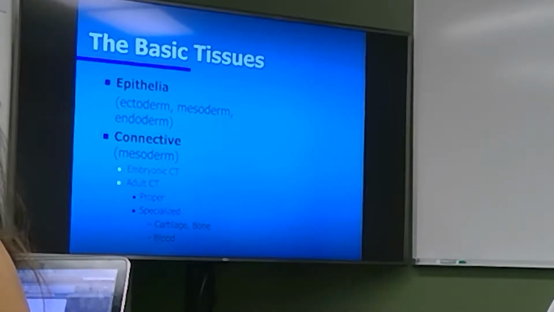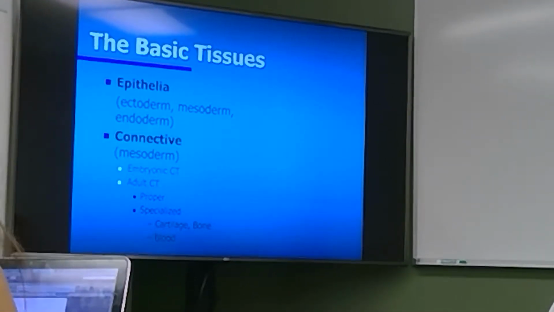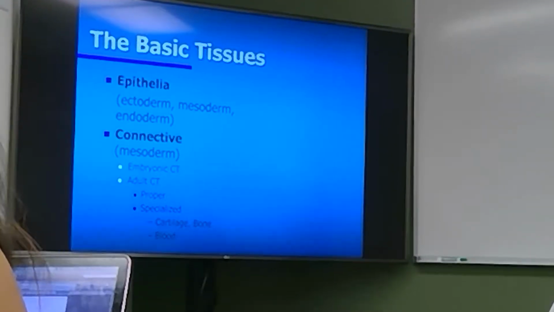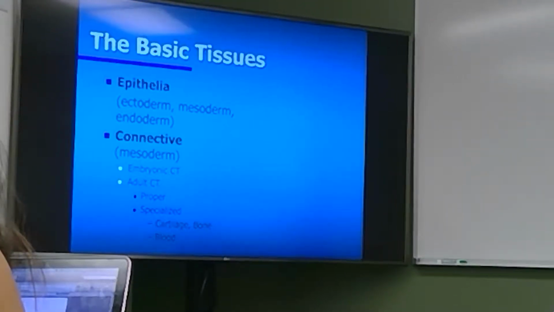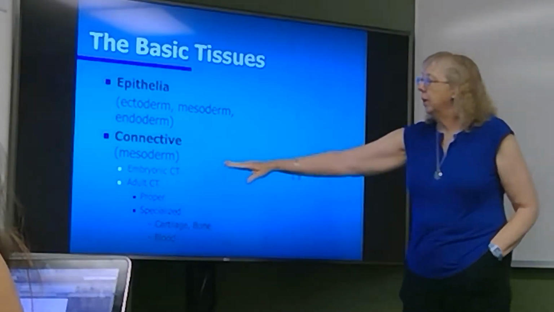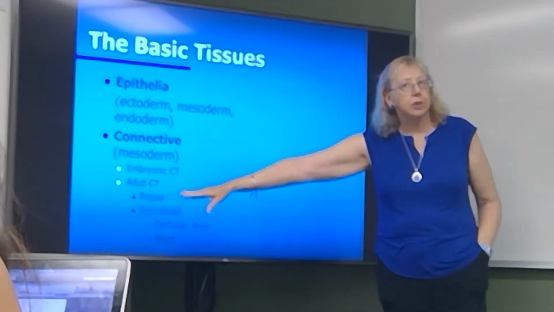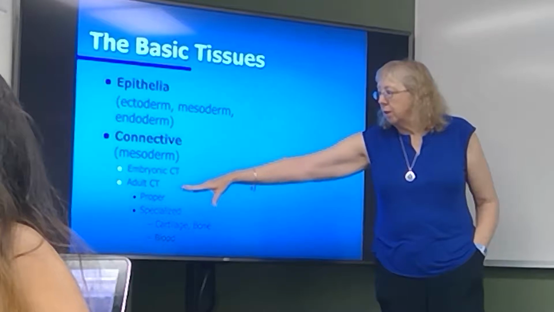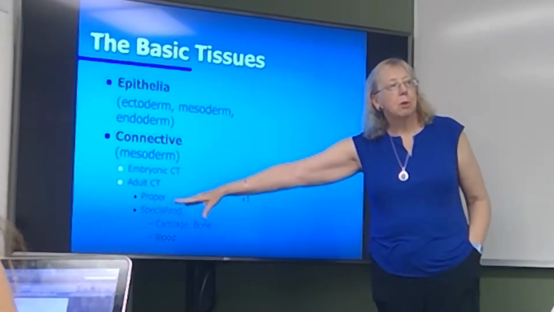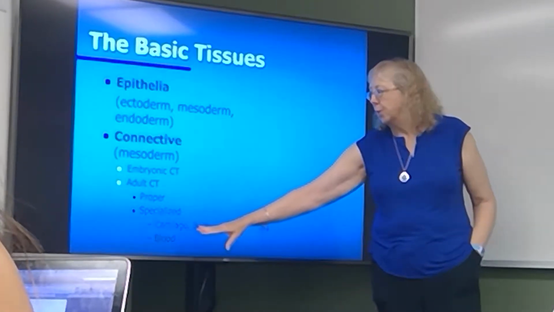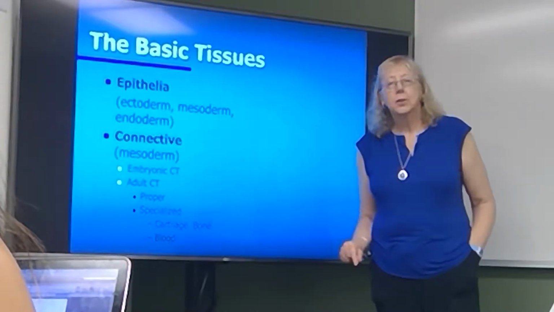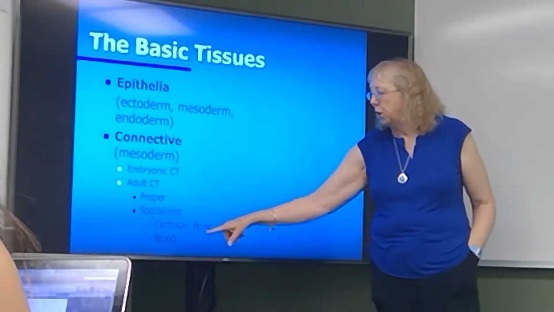They are held together and connected to the rest of the body with the connective tissue. Connective tissue comes from the mesoderm of the embryonic germ cell layers. And we have both embryonic connective tissue as well as adult connective tissue. In the adult connective tissue, we have what is termed proper connective tissue, as well as specialized. The specialized types include cartilage, bone, and blood.